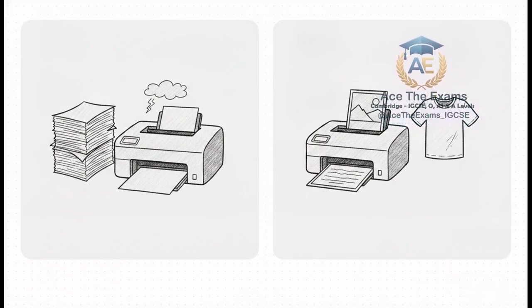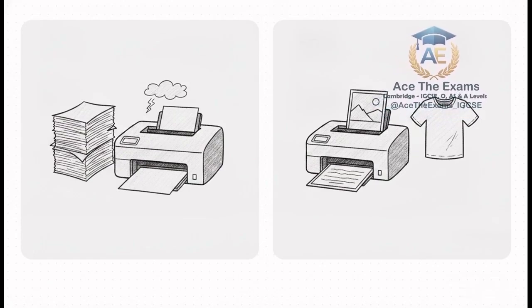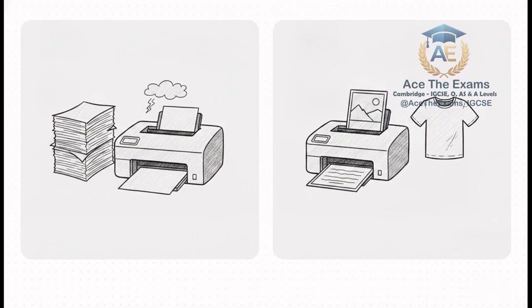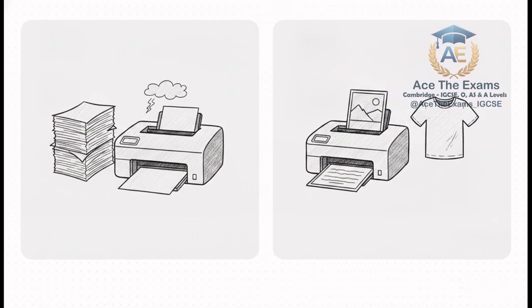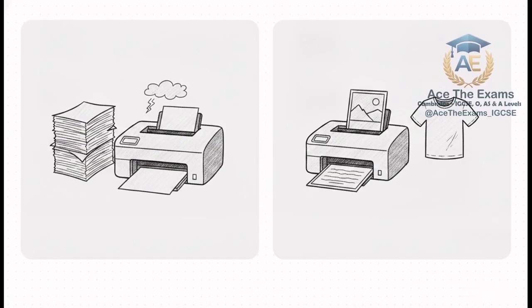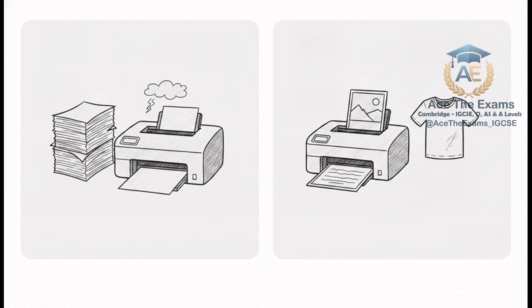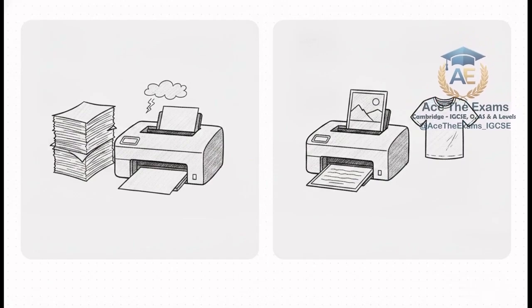Inkjet printers, on the other hand, use wet ink cartridges. These are absolutely perfect for low-volume, one-off, incredibly high-quality color photographs, or even printing on unusual materials like a t-shirt. If the exam asks for a device to print 1,000 black and white brochures and you write inkjet, you fail the question. You've got to choose laser for volume and inkjet for photos, no exceptions.